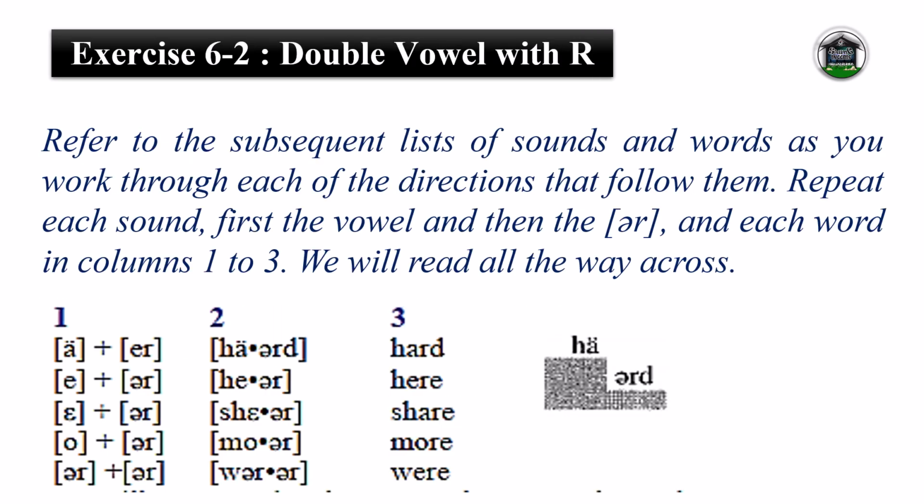Exercise 6-2. Double vowel sounds with R. Refer to the subsequent lists of sounds and words as you work through each of the directions that follow them. Repeat each sound, first the vowel and then the R, and each word in columns 1 to 3. We'll read all the way across.